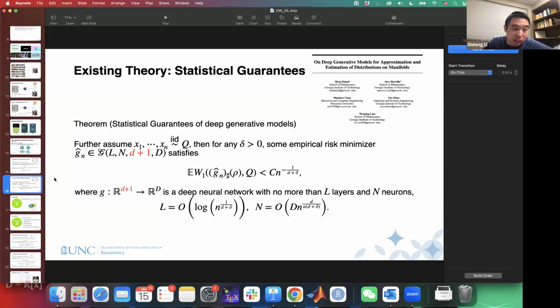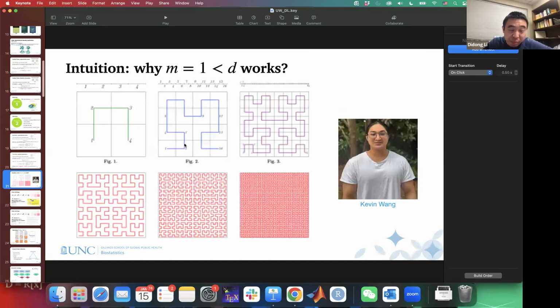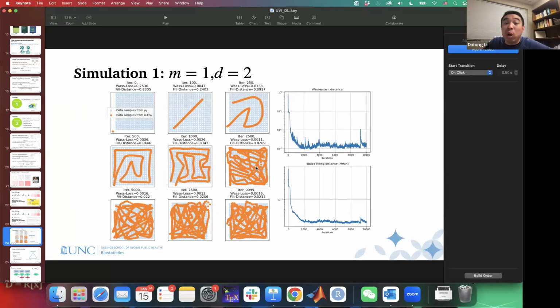But actually, in our simulation study, we didn't literally use that risk minimizer because we just directly called the GAN package, or Wasserstein GAN package. They did something fancy in the package. I don't think it's exactly the minimizer. But it still works in practice. So in theory, I don't know, but practically, I think it works.